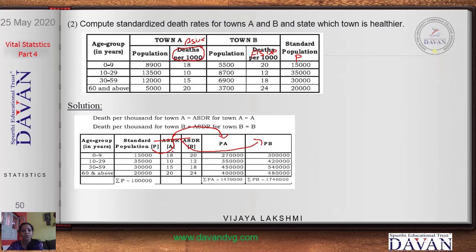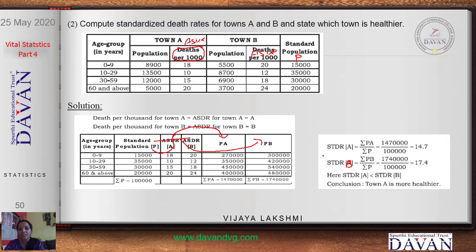P into A, put it in one column. P into B, put it in another column. You know what is P into A? That is 15,000 into 18, 35,000 into 10, 30,000 into 15, 20,000 into 20. Write all those values here. Take the summation. Similarly, 15,000 into 20, write it in the PB column, 35,000 into 12, 30,000 into 18, 20,000 into 24. Write all these answers in the PB column. Take the summation of PB, the summation of PA, and the summation of P, because all these things are required in the substitution of the formula.